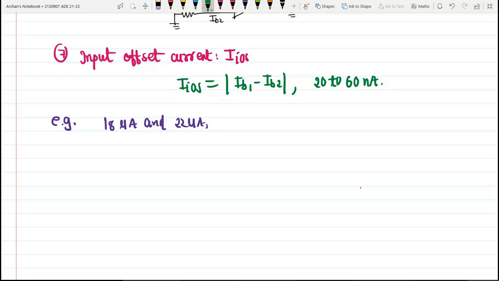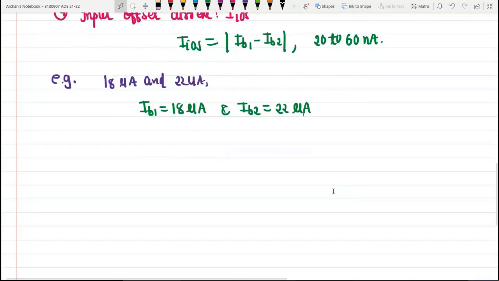So what we are going to do: we are given the values of IB1, which is equal to 18 microampere, and IB2, which is 22 microampere. The input bias current IB is given by (IB1 + IB2) divided by 2, and this comes to around 20 microampere. This is my first target.